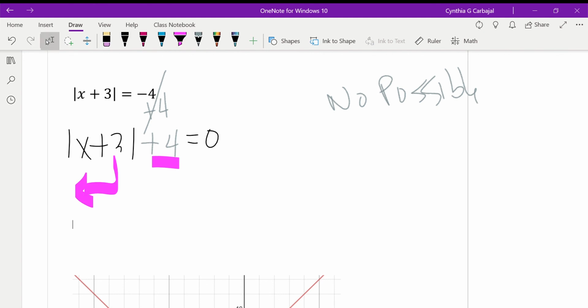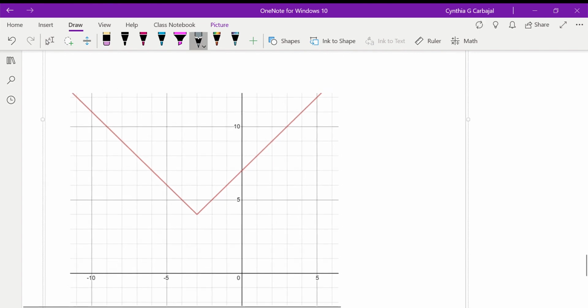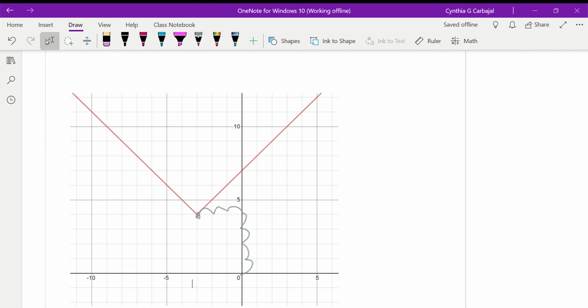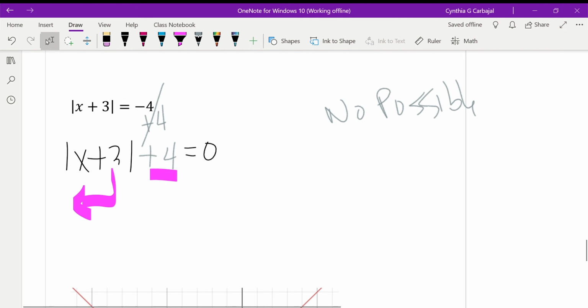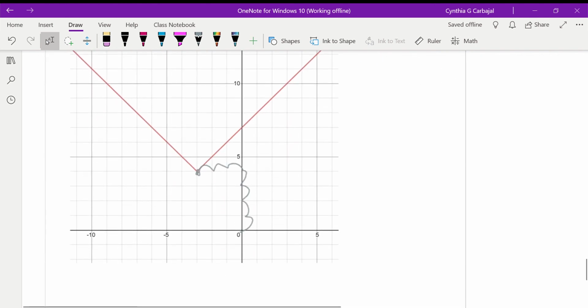So plus 4 moves it up from the origin, so we go 1, 2, 3, 4, and then 1, 2, 3 to the left. Again, there's no a, so our a is just 1, so you go up 1 over 1 to both sides, left to right. And you notice this actually doesn't cross the x-axis, so it doesn't have any solutions. And we know that because over here it was set equal to a negative 4, and we didn't have any possible answers, so there were no solutions. Why? Because when you graph it, it doesn't cross the x-axis.